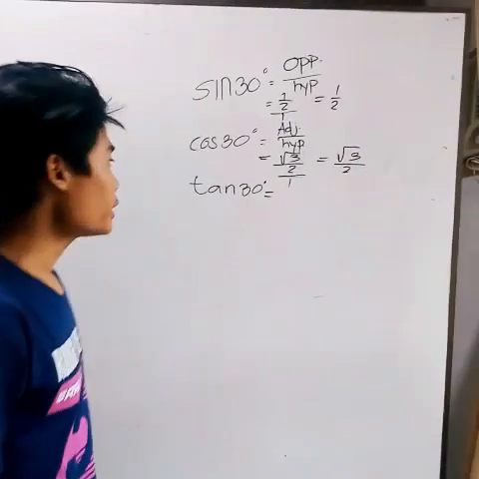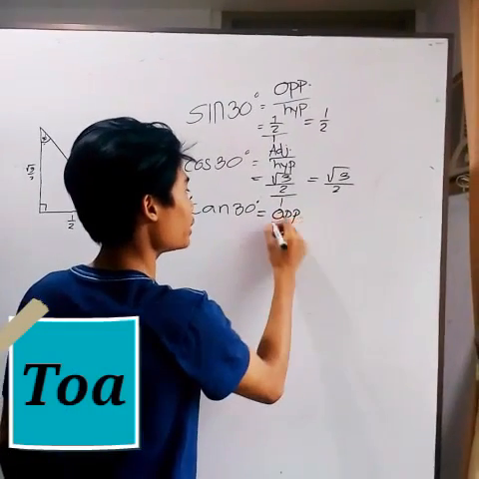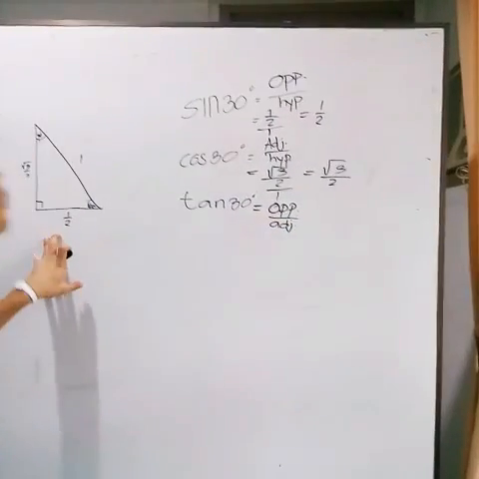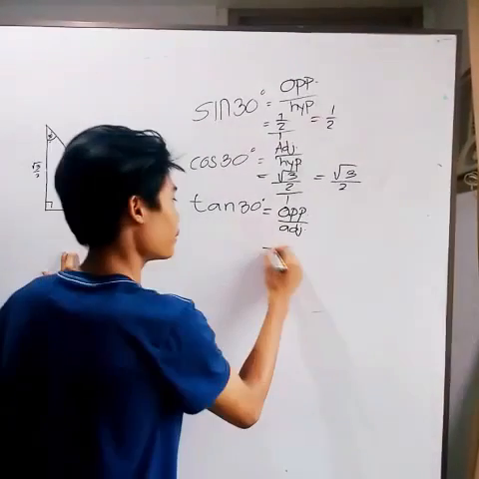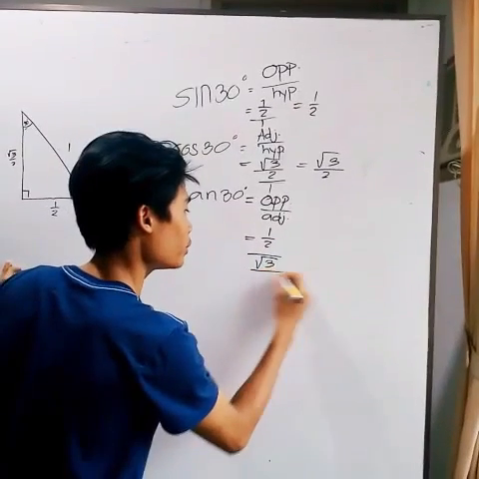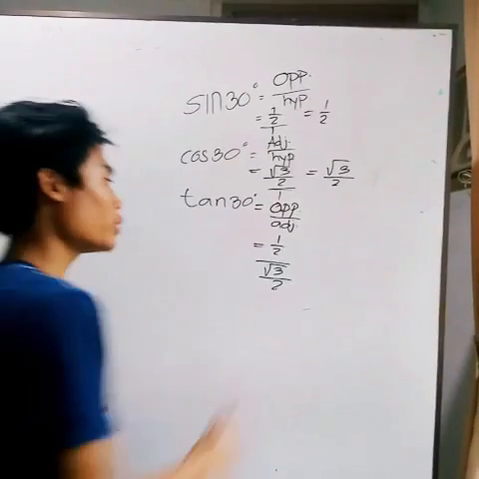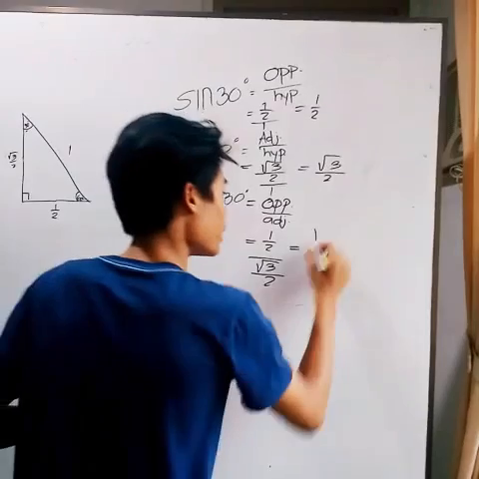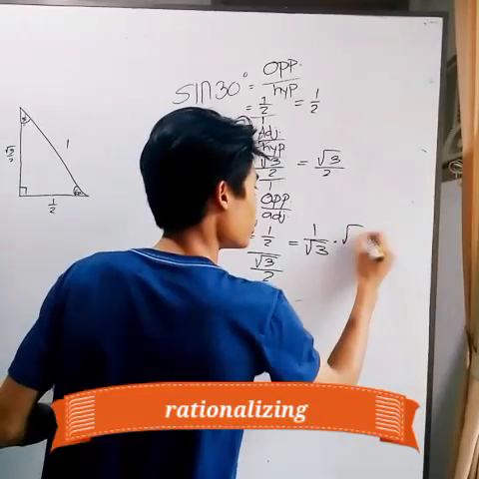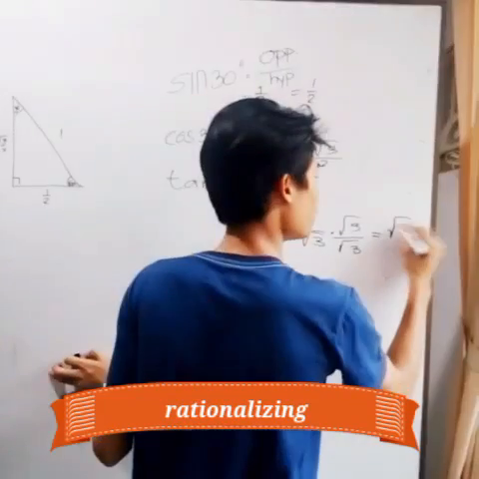In getting tangent 30 degrees, we will use the opposite side over adjacent. The value of our opposite side here is 1/2. Our adjacent is square root of 3 over 2. 1/2 divided by square root of 3 over 2 is equal to 1 over square root of 3. We rationalize it. Square root of 3 over square root of 3 gives square root of 3 over 3.